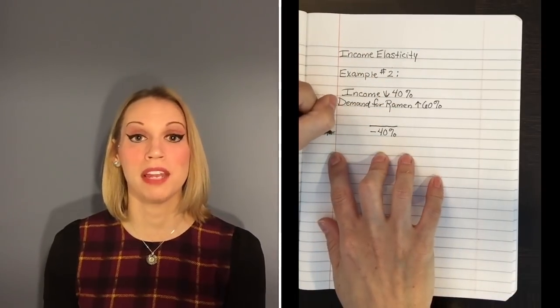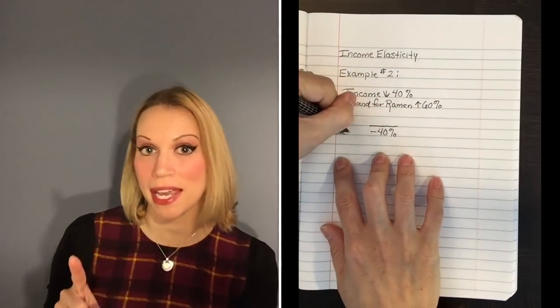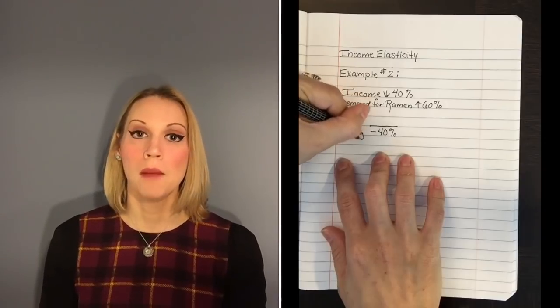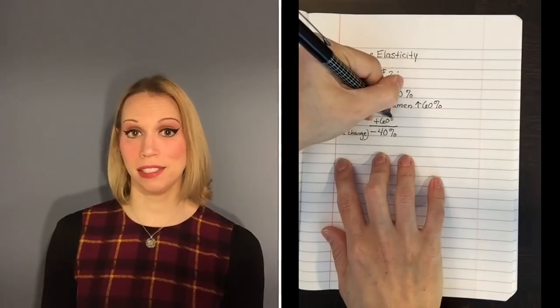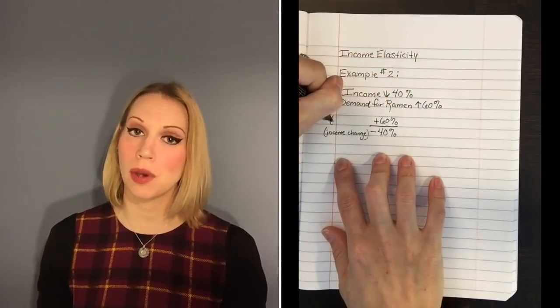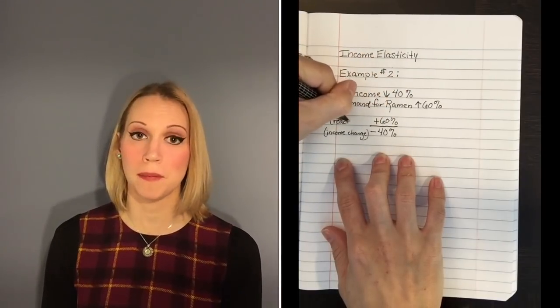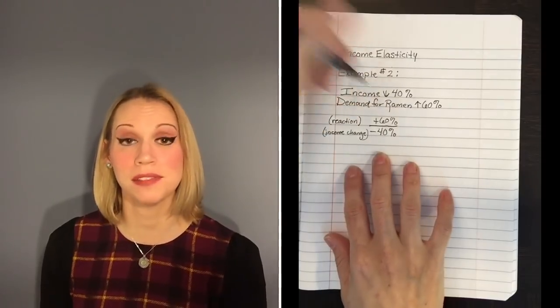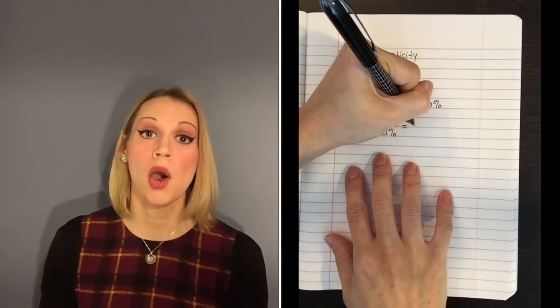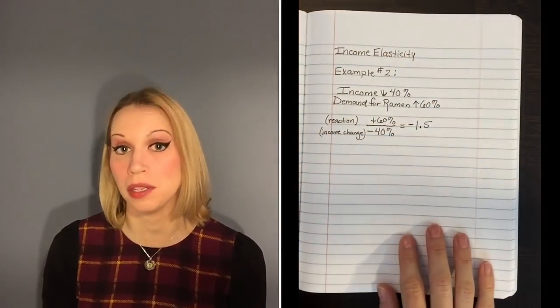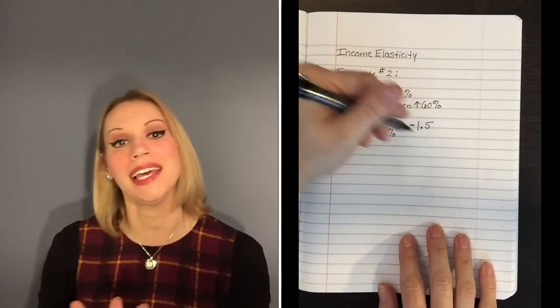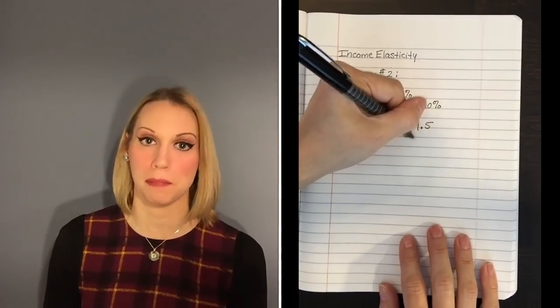Now, the thing that changes first goes on the bottom. That was people getting paid 40% less. So we're going to have a negative 40 on the bottom. But the reaction goes on top. Well, people reacted by buying 60% more ramen noodles. So a positive 60 is going to go on top. Now, when we do a positive 60 divided by a negative 40, we're going to get an income elasticity coefficient that is a negative 1.5. That sign and the number both tell us something important.